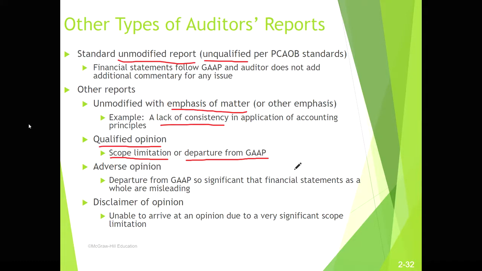And we'll get into that more when we get to the reports at the very end of class. This is kind of just a little preview. Adverse opinions are when we have a really large departure from GAAP, and so the financial statements are misleading. And lastly, a disclaimer, because we have a very significant scope limitation. So there's a really large part of the company that we can't get access to. Okay, so those are some other types of reports that auditors can issue.